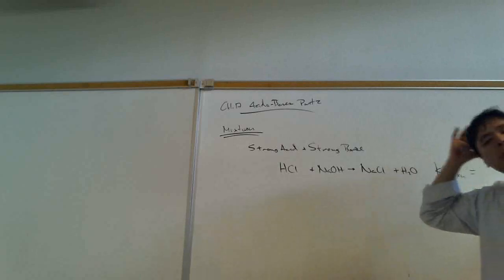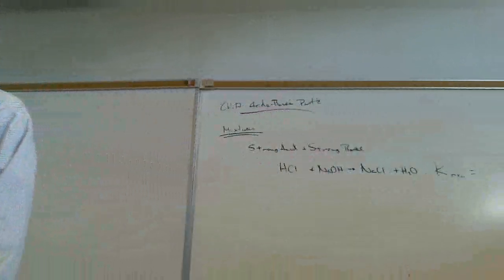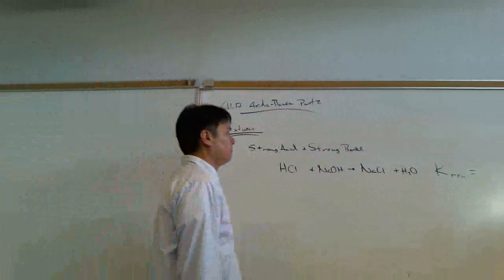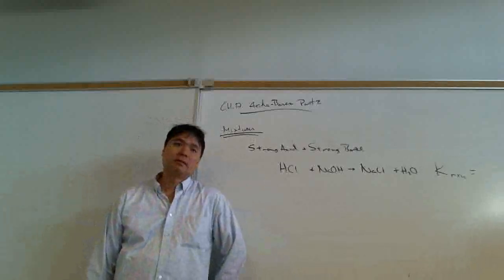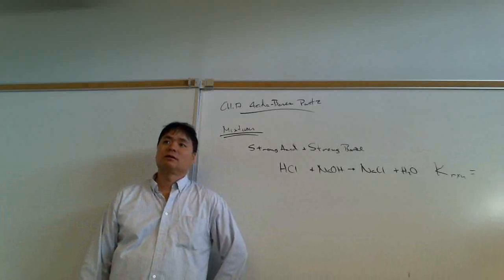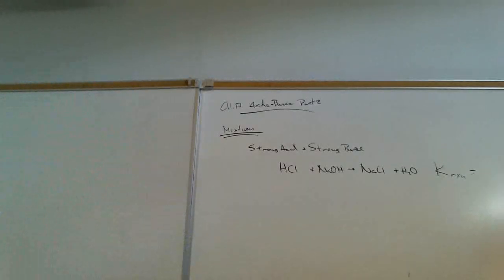Ka is acid plus water. Kb is base plus water. This is K for whatever, neutralization. Do you know this number? You should. What is the K value for this?